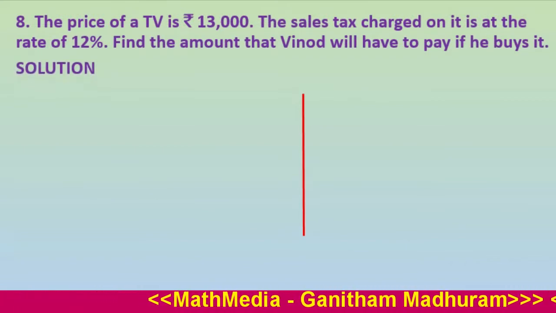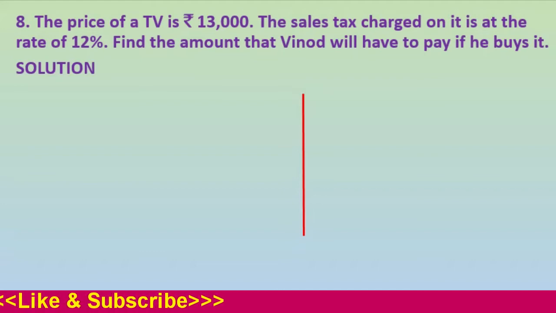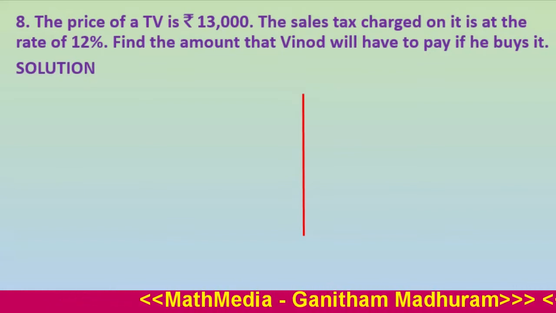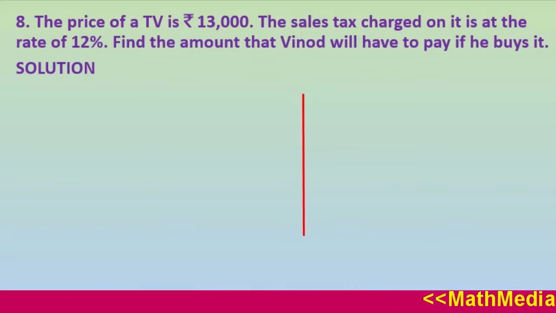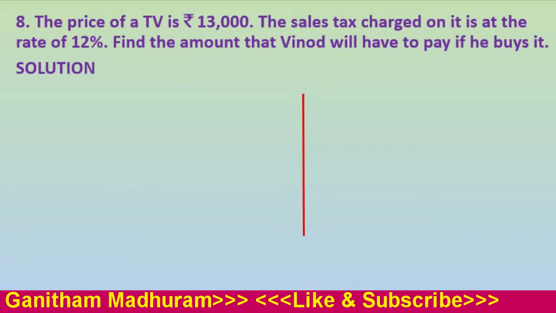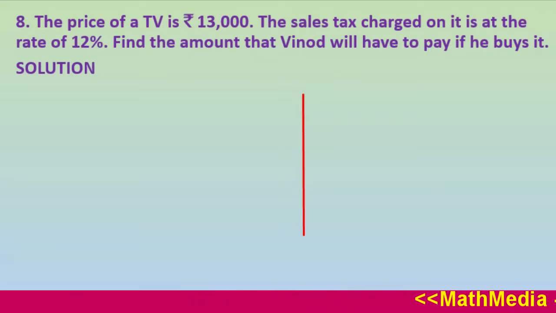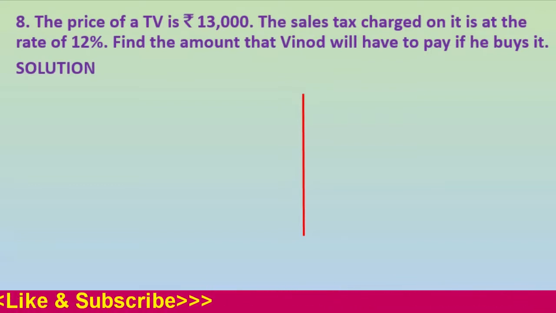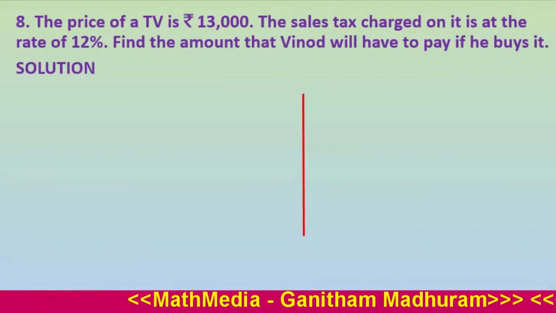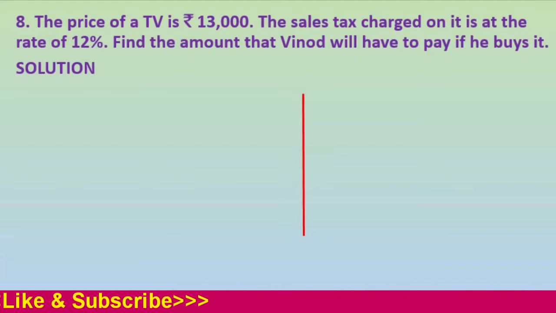Question number 8. The price of a TV is rupees 13,000. The sale tax charged on it is at the rate of 12%. Find the amount that Vinod will have to pay if he buys it. So the price of the TV is given, and the sale tax rate is given as 12%. So the amount he has to pay, the bill amount, will be more than 13,000.